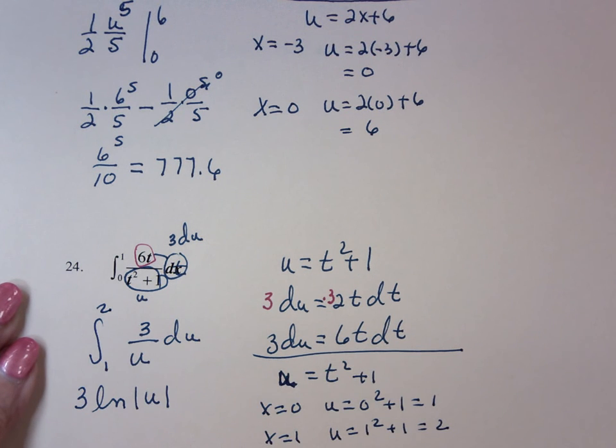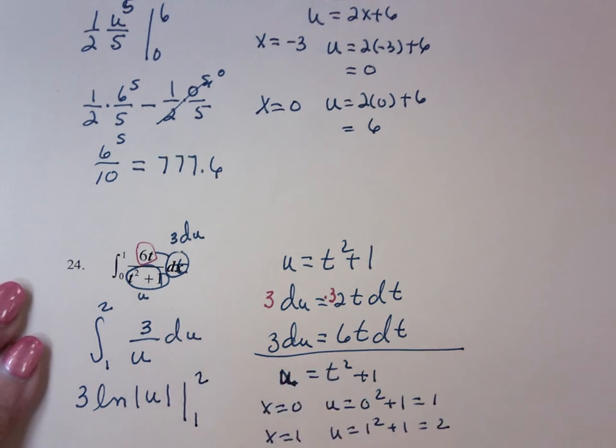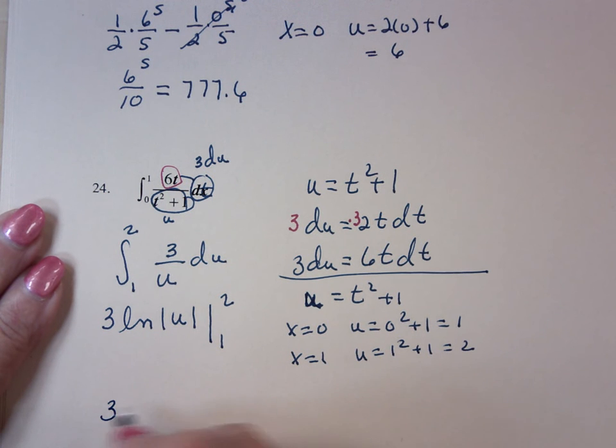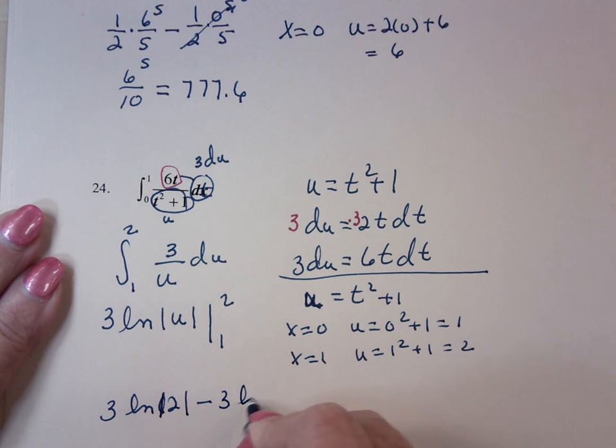So it's the integral from 1 to 2, so this is going to be evaluated from 1 to 2, which is going to be 3 times the natural log of the absolute value of 2 minus 3 times the natural log of the absolute value of 1. Natural log of 1 is just 0, so this is 3 natural log of the absolute value of 2.